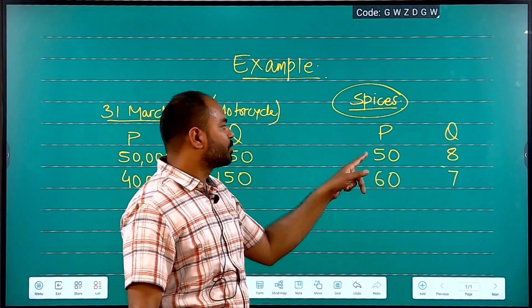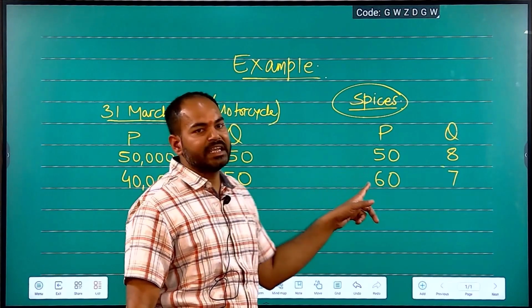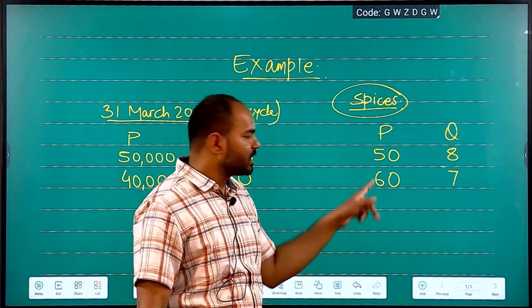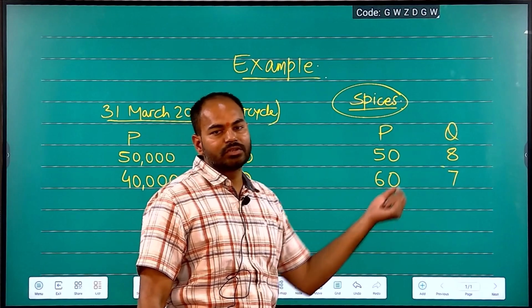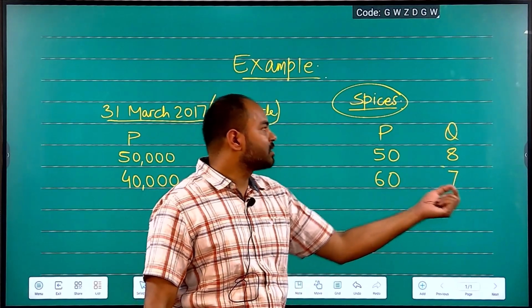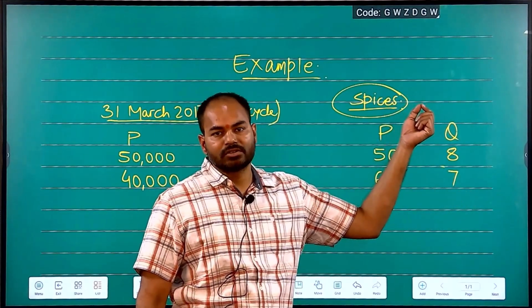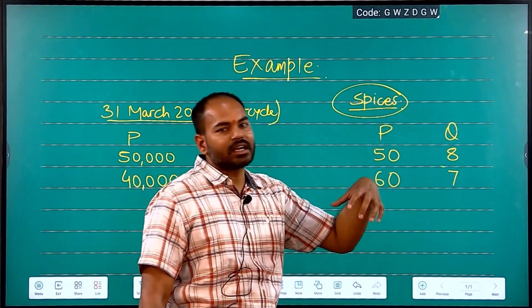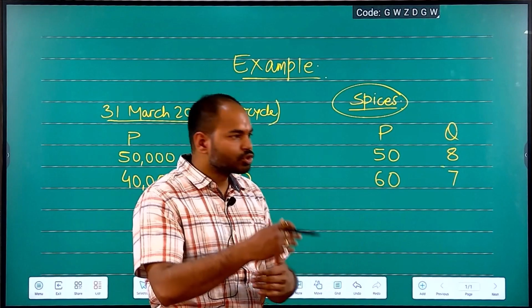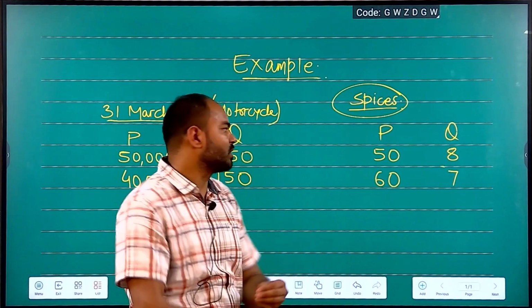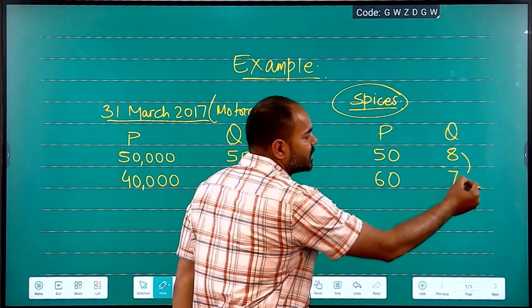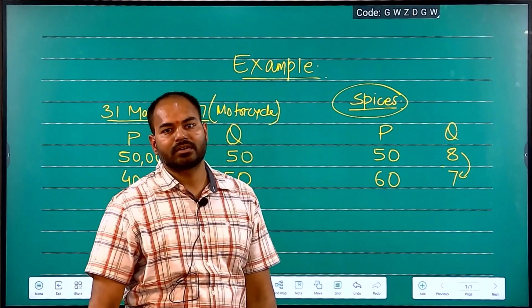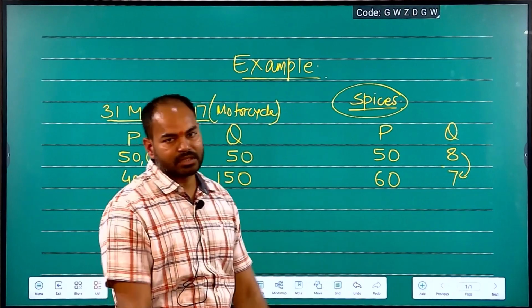If the price of spices increases, definitely the increase in price leads to a fall in demand, but spices are a necessity good. For any necessity good, we decrease our demand but not so much, we decrease minutely. So we have decreased from 8 to 7 packets of spices. I am taking a hypothetical example.